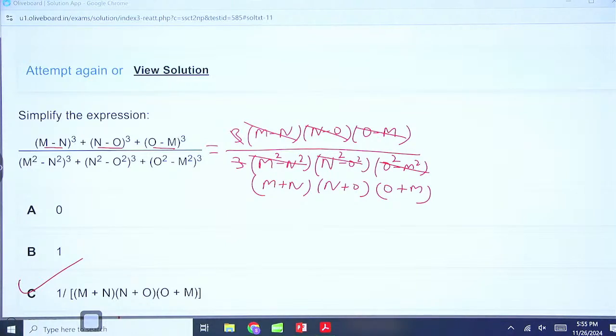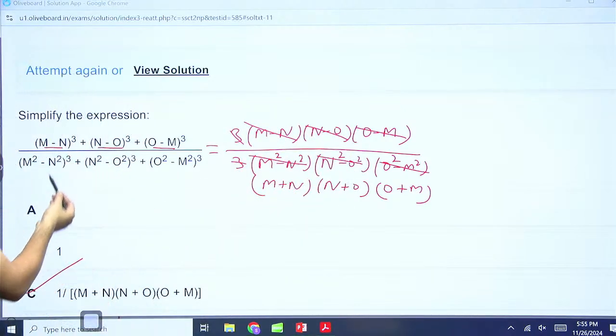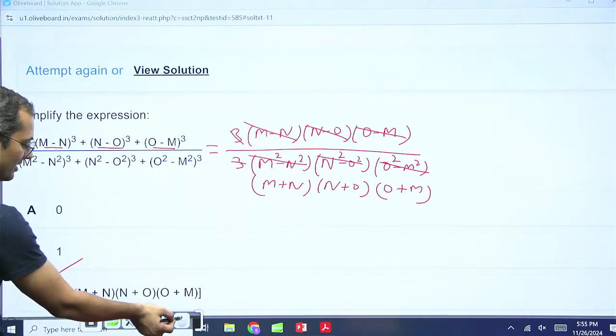If you know the formula, you can do this just by observation. No need to do such kind of calculation, right? So directly you can solve this, just by observation, right?